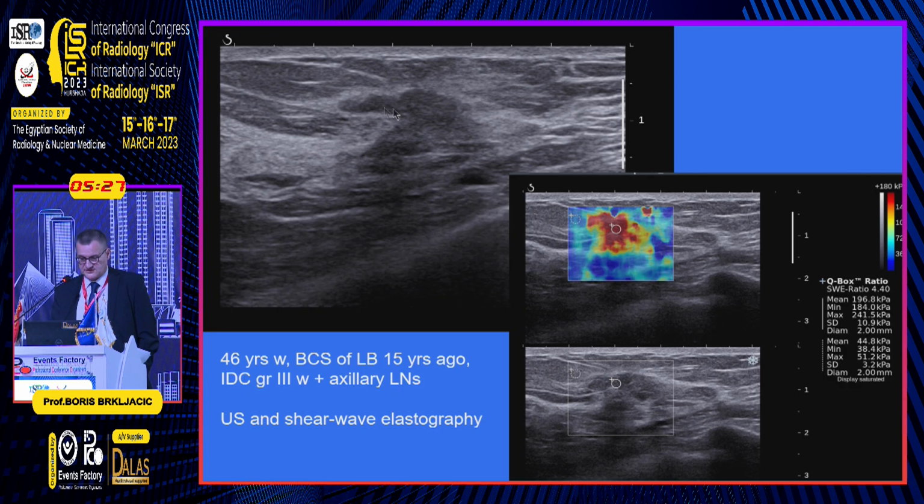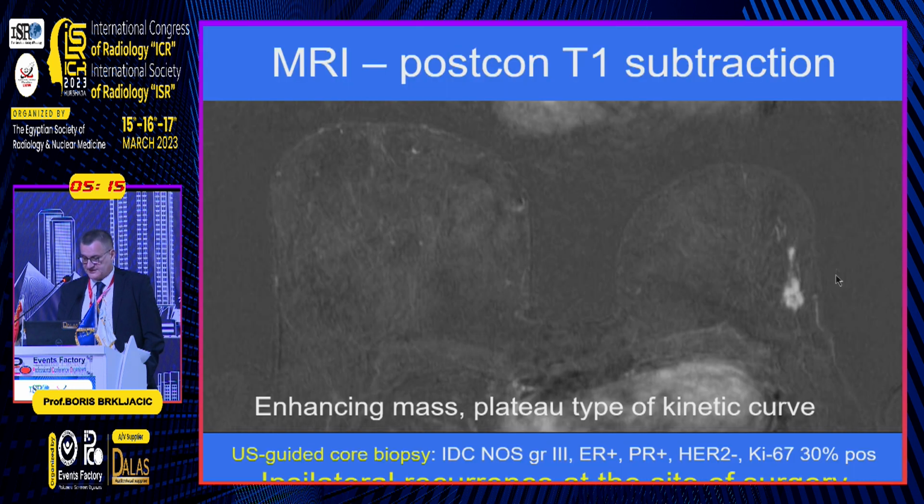However, on ultrasound, this is 15 years after surgery, a vertical hypoechoic lesion with irregular borders that is quite stiff on shear wave elastography. But when you do MRI, there is absolutely no doubt that this is an enhancing mass with irregular borders, with a plateau type of kinetic curve, and biopsy has again shown grade 3 cancer with 30% Ki67, so quite aggressive ipsilateral recurrence at the site of surgery.